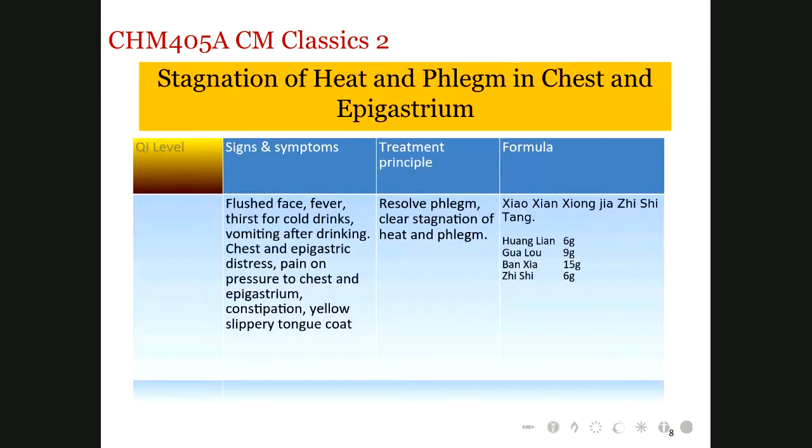Okay. Now, the next pattern is about heat stagnation with flame associated with the chest and epigastric regions. People have very red or flushed faces, fever, thirst, and only desire cold drinks, and may vomit after drinking because the body is too hot. Drinking cold liquid becomes a natural rejection.